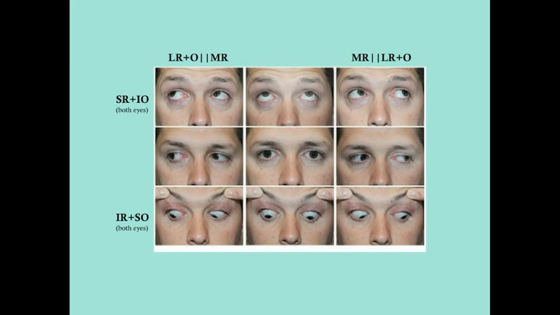So these are the cardinal eye positions. You can think of it like the Brady Bunch, sort of. So you look straight ahead. You shouldn't be using any extraocular muscles. If you're looking up, you're going to be using your superior rectus plus your inferior oblique. If you're looking down, you're going to be using your inferior rectus plus your superior oblique. If you're looking to the right, you're going to use your right lateral rectus and your left medial rectus. And if you're looking to the left, you're going to be using your right medial rectus and your left lateral rectus.